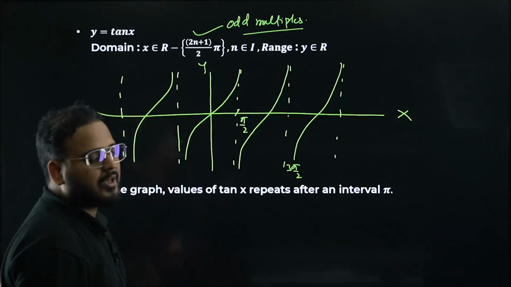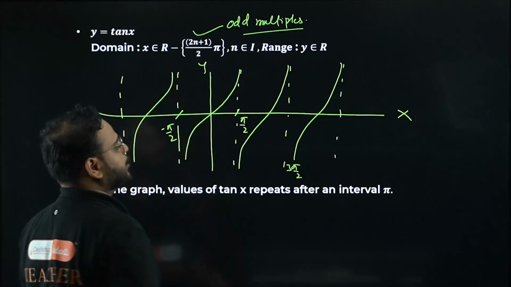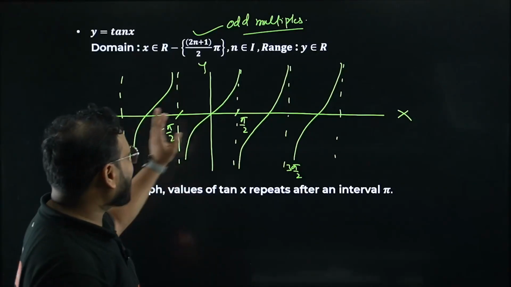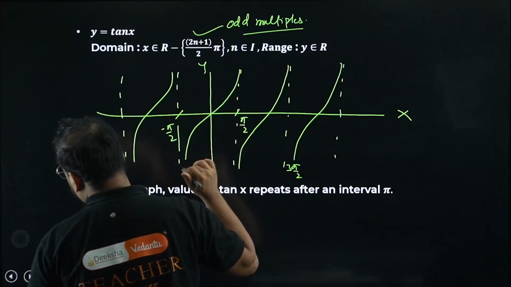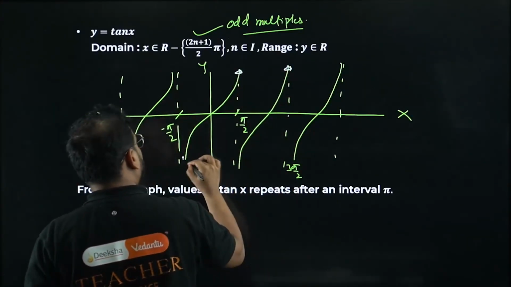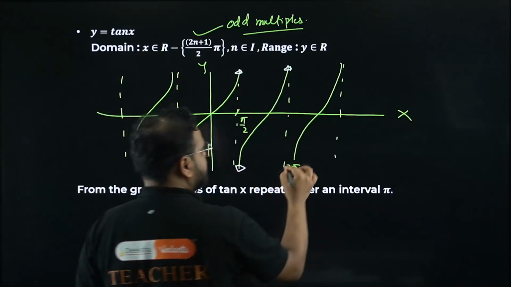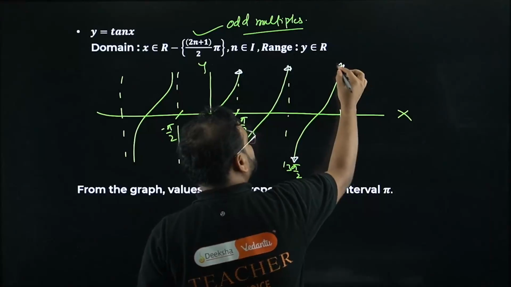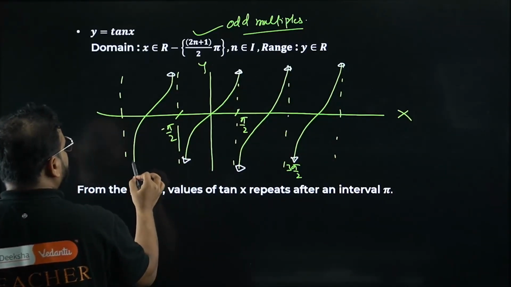This is a graph. Add the multiples: minus pi by 2, minus 3 pi by 2, and so on. So add the odd multiples. The graph tends to infinity on both sides. This is plus infinity and this goes to minus infinity. Please check: this end goes to negative infinity and this end goes to plus infinity. Same goes over here also, plus infinity, minus infinity.